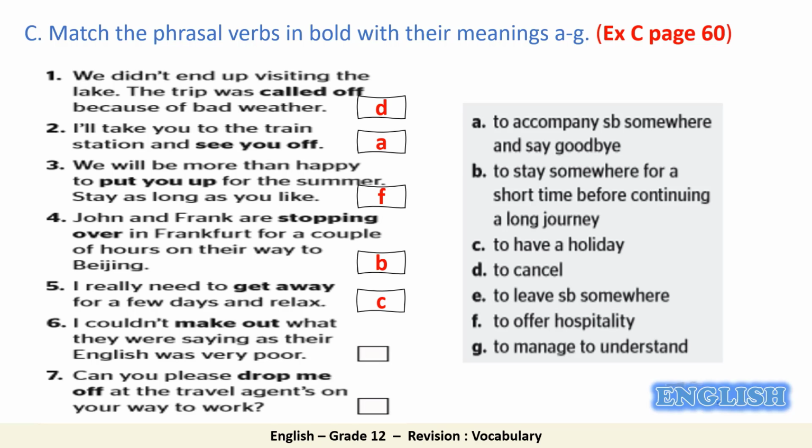Sentence number 6. I couldn't make out what they were saying as their English was very poor. Because of their poor English, I couldn't understand what they were saying. So make out means to manage to understand. It is G. Perfect. The last sentence.